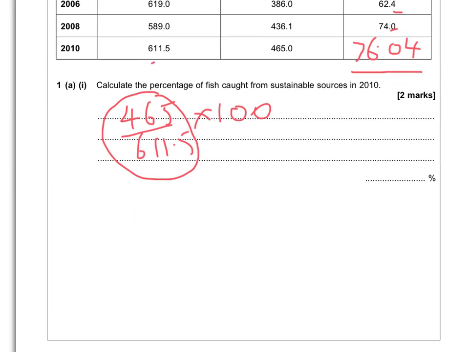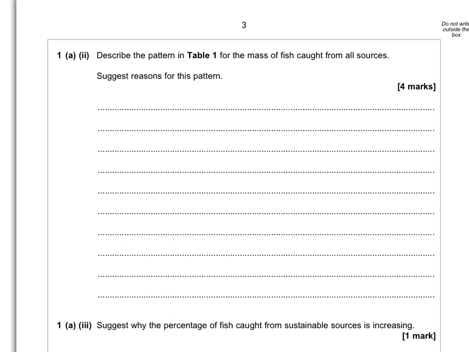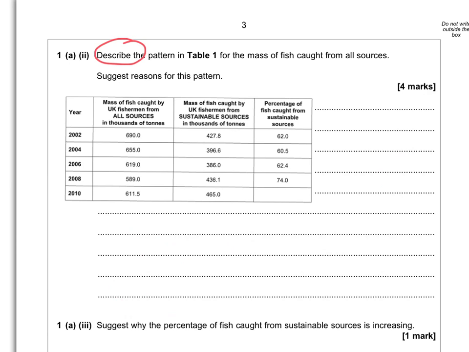Moving down the page. Oh, we're at the end of the first page already. What a nice surprise. Let's turn over. Okay, so question 1A2 is asking you to describe the pattern in the table. I'll bring the table back so we can have a little look at it. So here's the table, and it's saying describe the pattern for the mass of the fish caught from all sources. So this is the all sources column here.